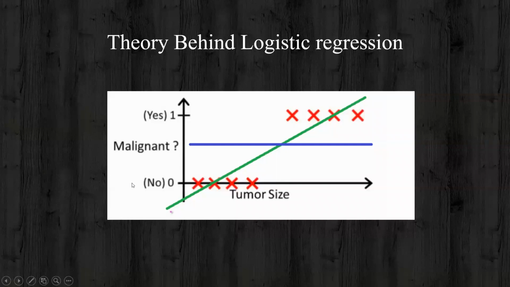Now, you can see like here we have 0 and 1, and we have some data points here. This is according to the size of the tumor. We are predicting whether it is malignant or not, right? So malignant is the dependent variable, so it is taken in y-axis. According to the tumor size we are predicting, so tumor size is independent variable. So now the points are being plotted.